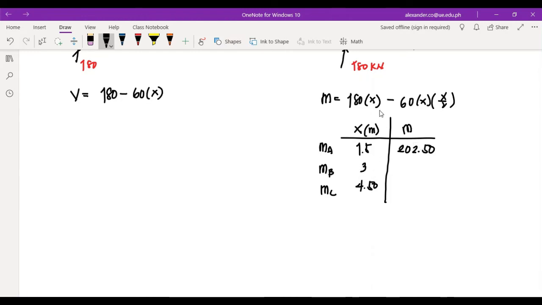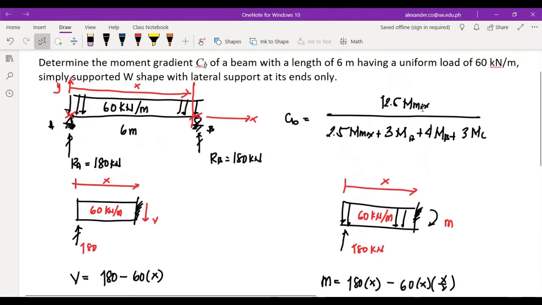Injecting 3 into the value of x, the result is 270. The unit is kilonewton meter. For 4.5, the value is the same, 202.5. But we still have to solve for Mmax.